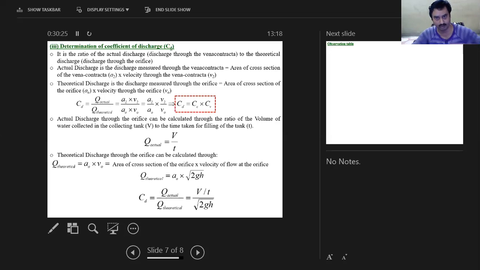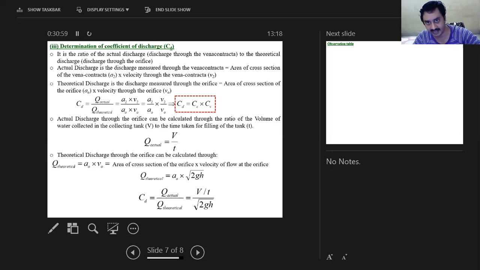First of all, you switch the system on and set a particular discharge, say T1. For that particular discharge, the tank in which your orifice is connected will have a particular height of water. That H you measure, and now there will be a streamline coming out. You point the pointer over the streamline and get the values of x and y. Then you go to the collecting tank and measure the height of water collected and the time taken for that.